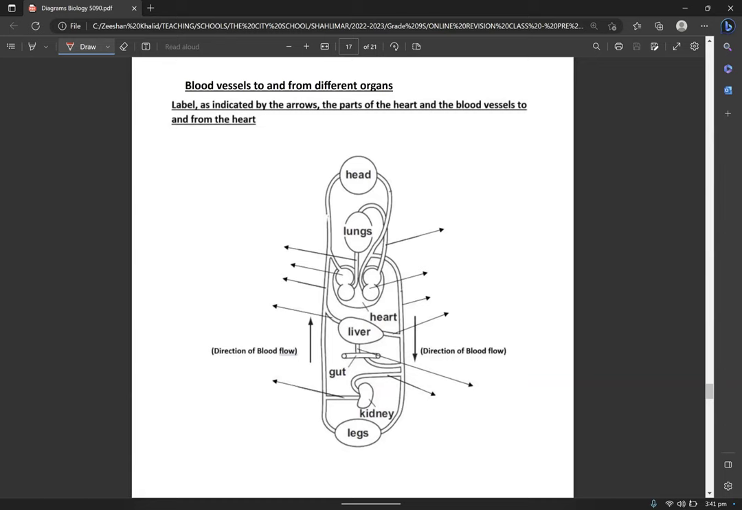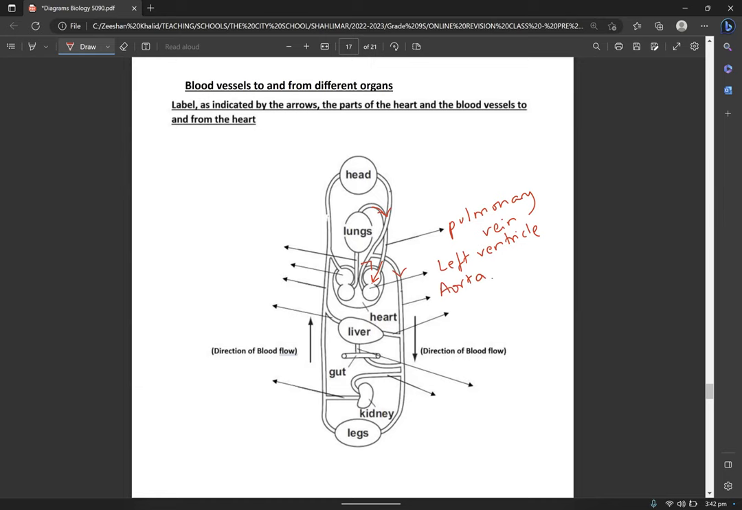Chalye, aage chalte hain. Blood vessels to and from different organs. So again, label as indicated by the arrows, the part of the heart and the blood vessels to and from the heart. Chalye ji, to ye jo heart se blood vessel, ye jo blood leke aa rahi hoti hai, lung se aapko pata hai, ye pulmonary vein hai. This is the pulmonary vein. Then this is the left ventricle of the heart. Aur phir ye aorta yahan se nikal rahi hai, aur isko hum aorta hi label kar lete hain.